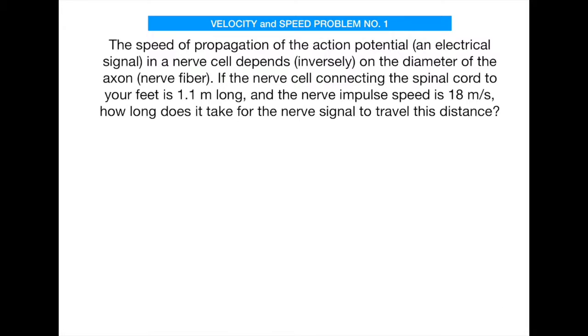So let's have our first problem. We have velocity and speed problem number 1. The speed of propagation of the action potential, an electrical signal in a nerve cell, depends inversely on the diameter of the axon or the nerve fiber. If the nerve cell connecting the spinal cord to your feet is 1.1 meter long and the nerve impulse speed is 18 meter per second, how long does it take for the nerve signal to travel this distance?